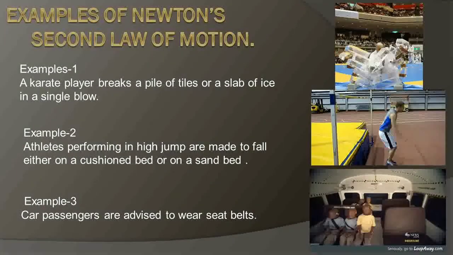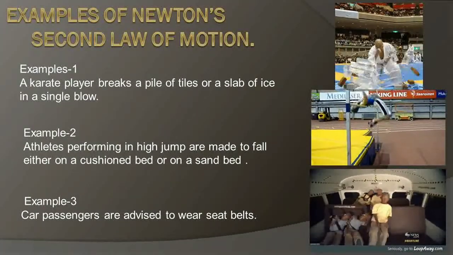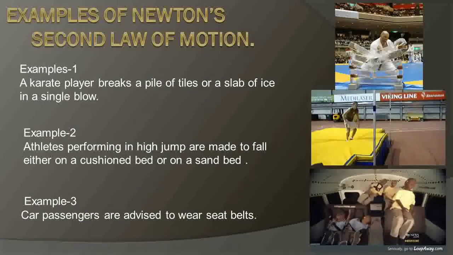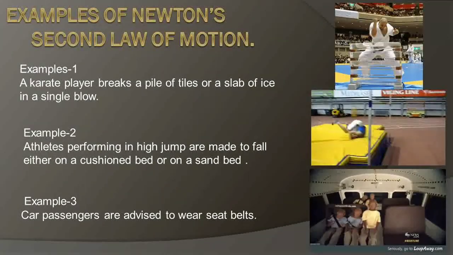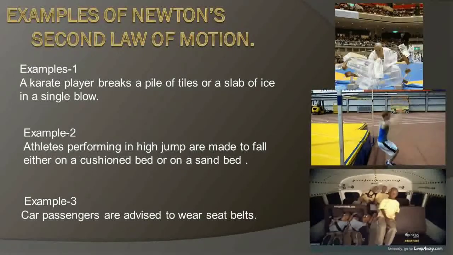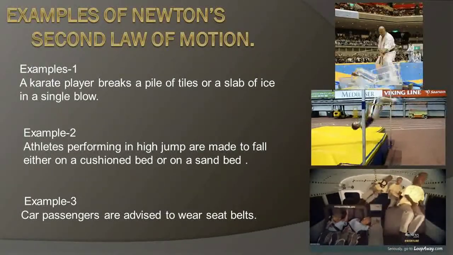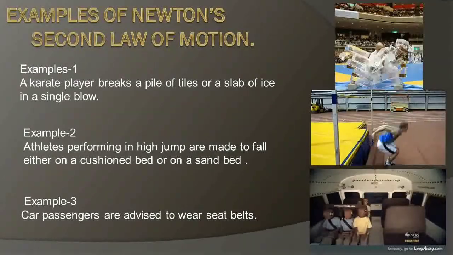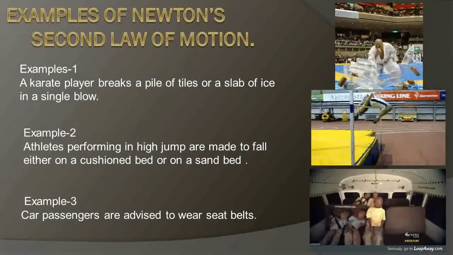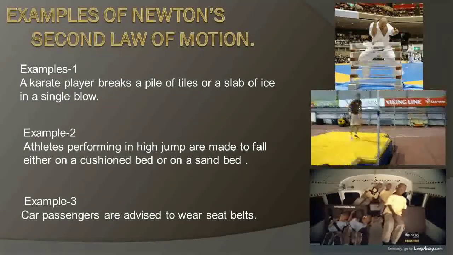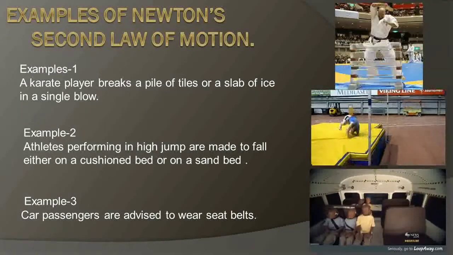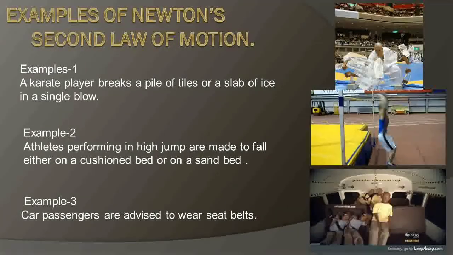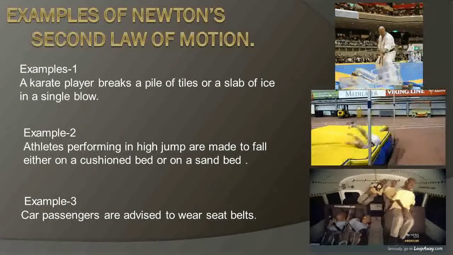You can see here, those who are not wearing seat belts can be injured, and those passengers who are wearing seat belts can be protected from injury. So these all are examples of Newton's second law of motion. You can take other examples of this law of motion from your daily life. Clear?